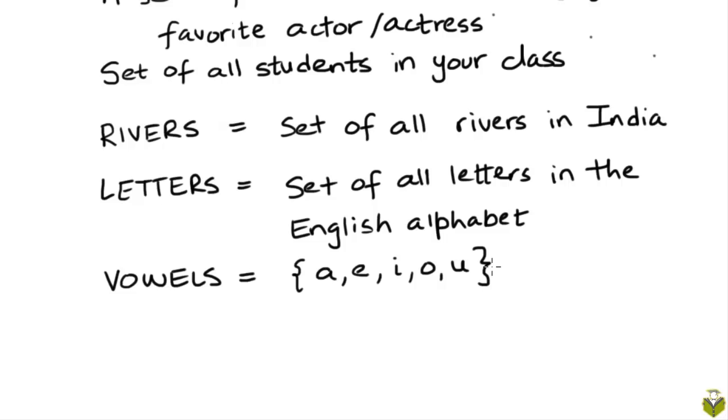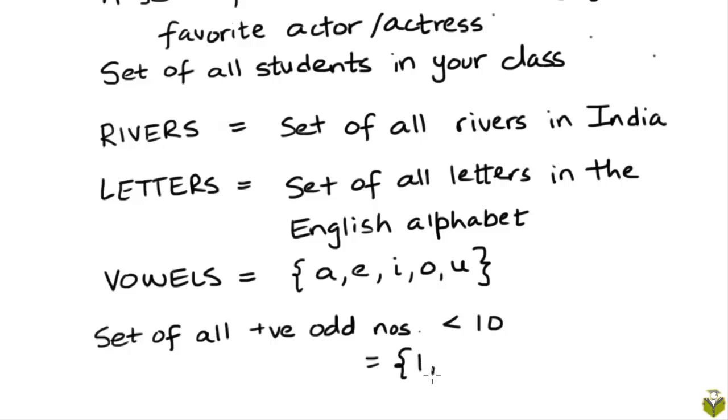So these are several examples of sets where the objects are not exactly mathematical objects. But you can also define collections of objects which are mathematical in nature. For example, you could define a set of all the positive odd numbers that are less than 10. So these would be the 5 odd numbers 1, 3, 5, 7 and 9 that are positive but also have a value less than 10.